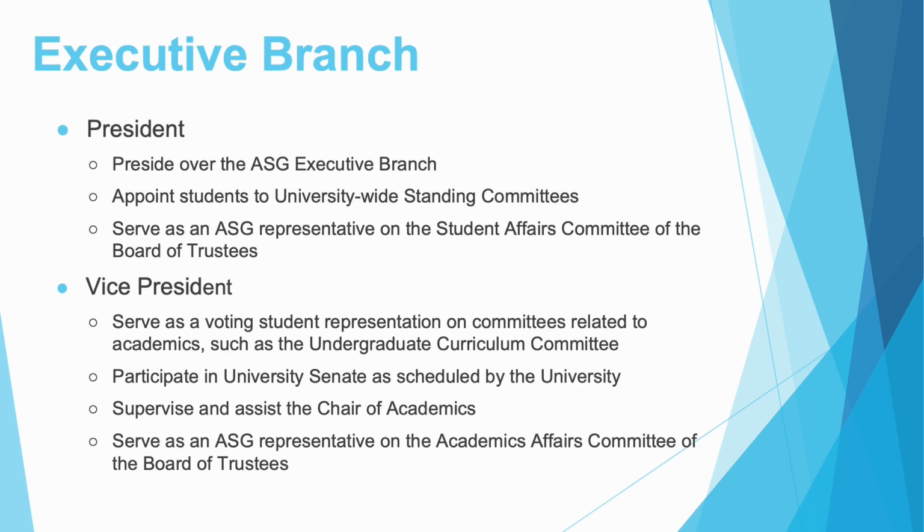Alrighty, so on to the executive branch, and we're going to start with the President and the Vice President. So the President is responsible for leading the executive branch, and they are one of the main point people for bridging the gap between administration and students. They are also part of the university-wide standing committees and are responsible for bringing other students into the committees as well. Again, all in an effort to achieve a high level of student representation in these rooms. And of course, they serve on the Board of Trustees.